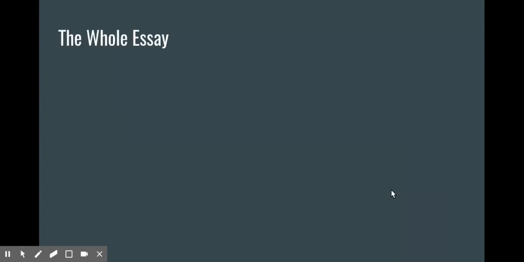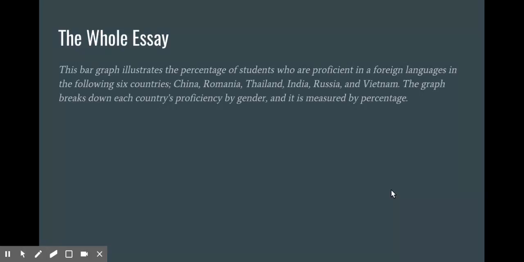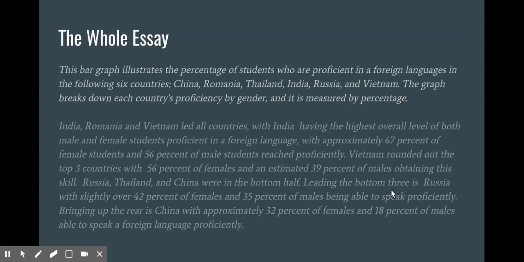All right, so here's the whole essay. I did take out a little bit. This bar graph illustrates the percentage of students who are proficient in a foreign language in the following 6 countries: China, Romania, Thailand, India, Russia, and Vietnam. The graph breaks down each country's proficiency by gender, and it's measured by percentage.